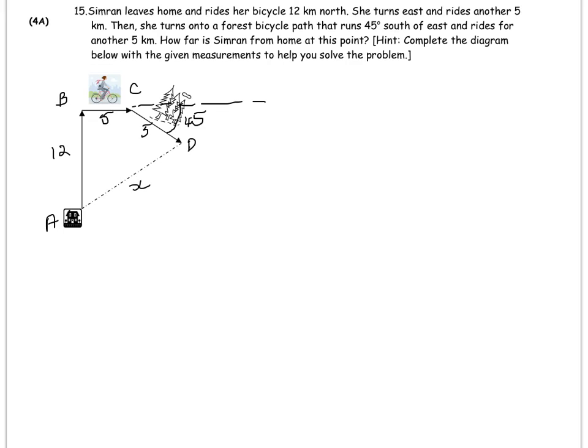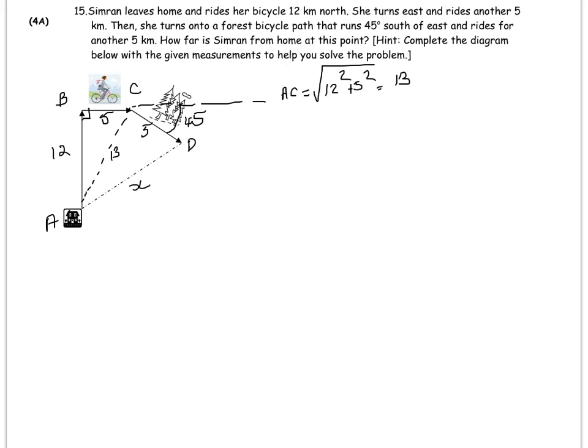To do that one, I'm going to divide ABCD into two triangles. Triangle ABC is a right triangle because at B she turns toward east, which is perpendicular to north. This is a right triangle, so I can find AC using the Pythagorean theorem. So I can say that AC is the square root of 12 squared plus 5 squared, which is going to be equal to 13. So I know that AC is 13 kilometers.